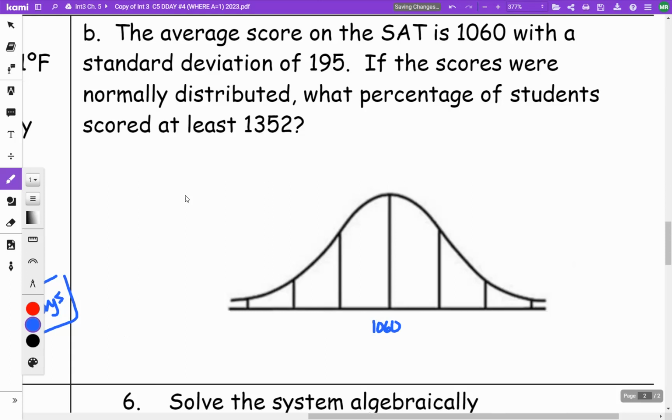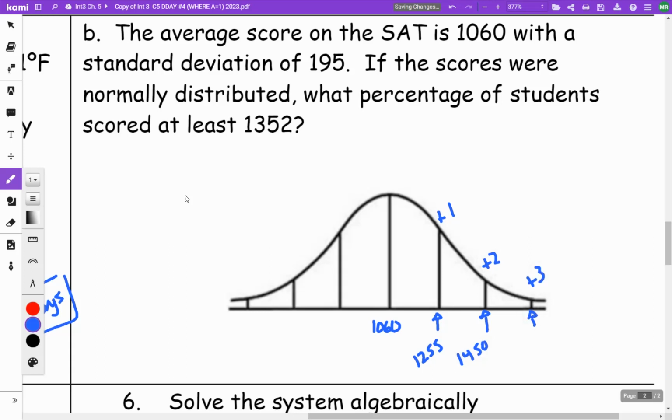Okay, so I'm just going to jot this out for us. I'm going to be adding our standard deviation, which is 195. So right here, I'm going to be getting 1255. Okay, that would be one standard deviation. If I add it again, I'm at 1450. That's 2 standard deviations.